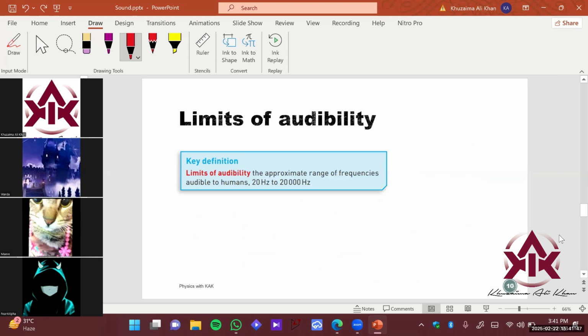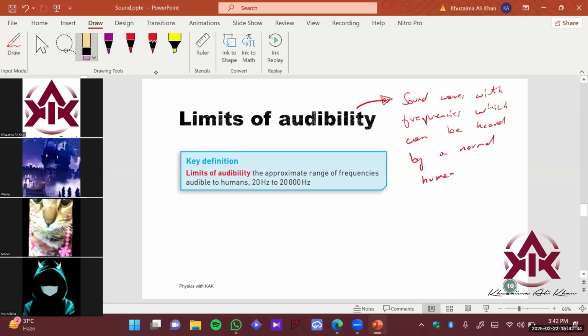Limits of audibility, right? So now we're going to start numerical methods for calculating the speed of sound. Before that, we just need to know something that comes in your MCQs a lot, okay? What is the limit of sound audibility for a human being? So what do I mean by that? It is the sound waves with frequencies which can be heard by an average human. I'm saying average in case someone might have some hearing issues. This is for every human over here, right? So these are the frequencies which are audible to the ears of a human, right?